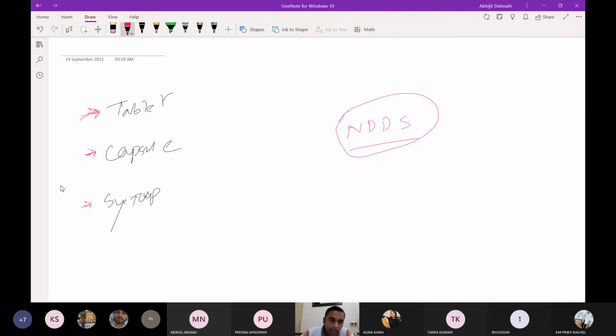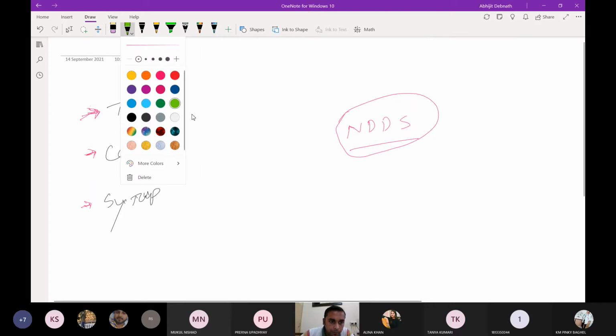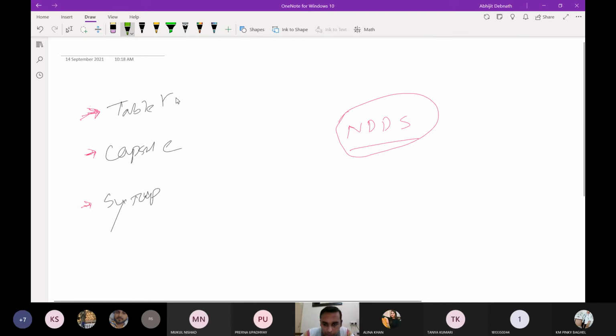So can you tell me any of the disadvantages of tablet? Tablet की कोई disadvantage मुझे बता सकते हो तुम लोग कि सर tablet में ये disadvantage है, या कैप्सूल में, सिरप में? तो फर्स्ट पास मेटाबॉलिज्म हो जाता है.